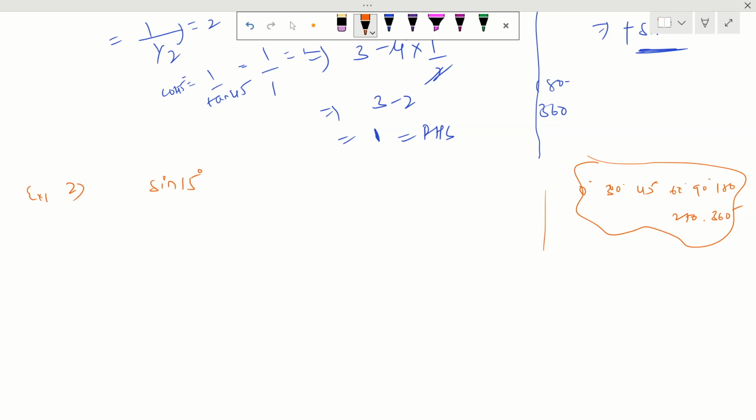Without using a calculator, we have to find the value. How can we write 15 degrees? We can write it as sine of 45 degrees minus 30 degrees. You know that 45 minus 30 degrees is 15 degrees, right?